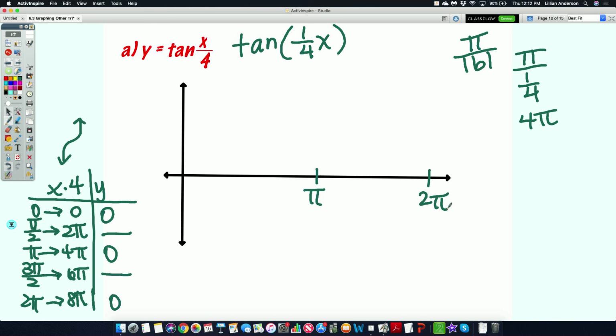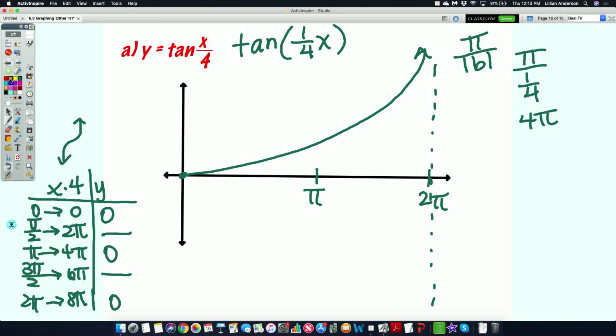This is all you guys have, correct? Yeah. So at 0, I'm at 0. At pi over 2, I have an asymptote. And since we know that tangent is supposed to be increasing, you only have half of a cycle. So we're not supposed to find a specific point like in the other one. We could have done that here.